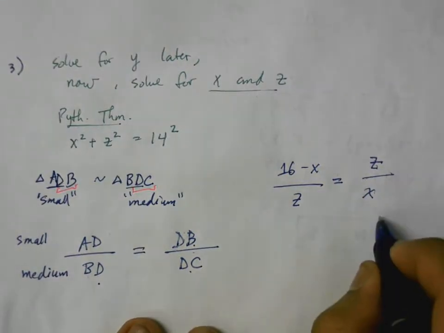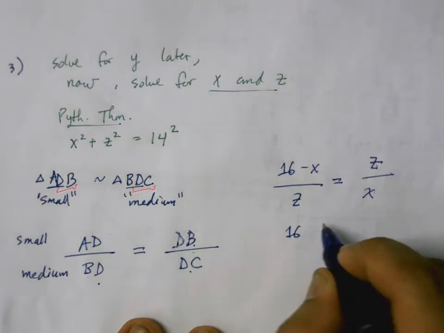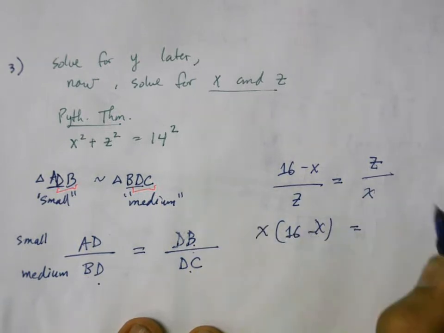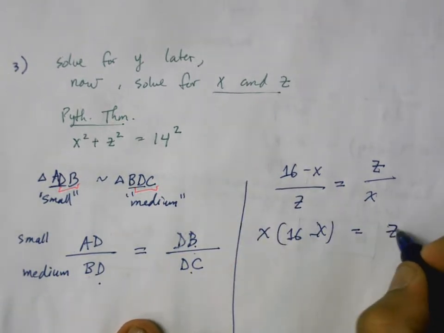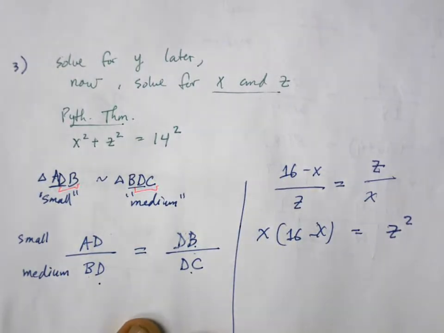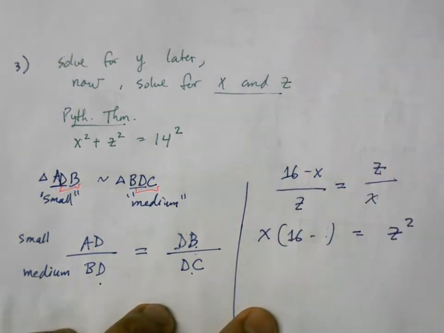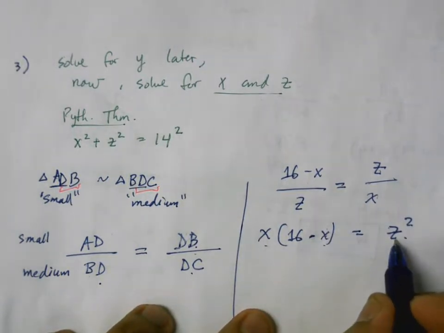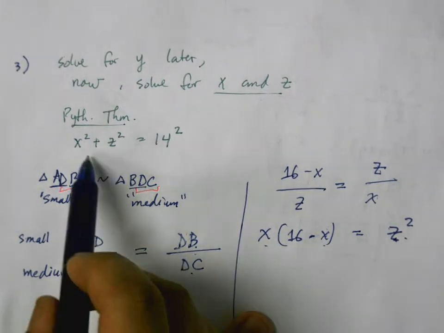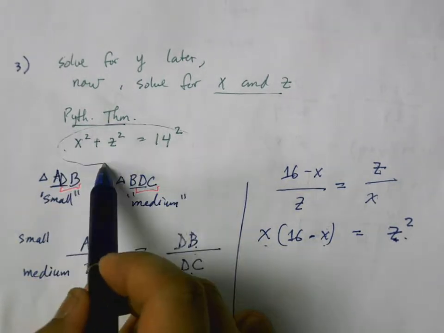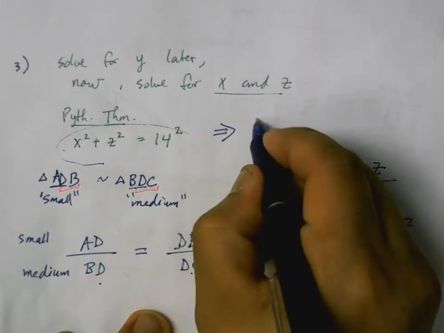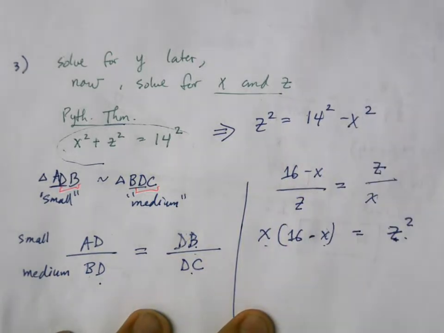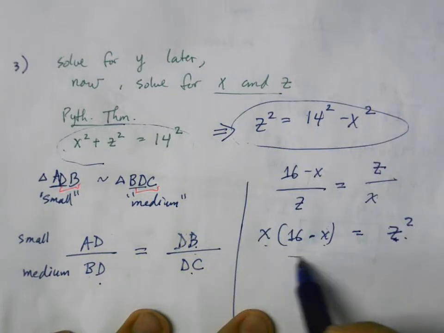Okay. So multiply both sides by x and multiply both sides by z, and we get z squared. Okay. So now I have two variables in this equation, x and z. In this case, z is being squared. The only way that I could solve this is if I use this equation that we started with before. So if we use this equation, we can get that z squared is equal to 14 squared minus x squared. And these are the two equations that we're going to use.